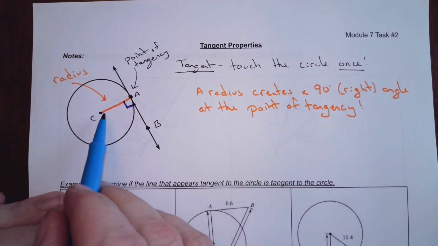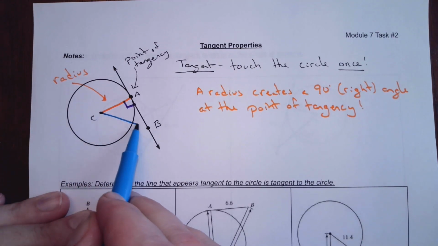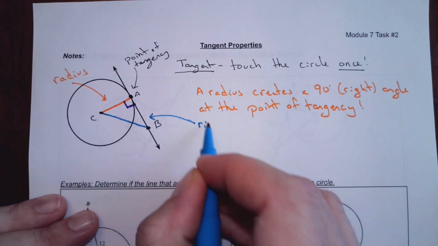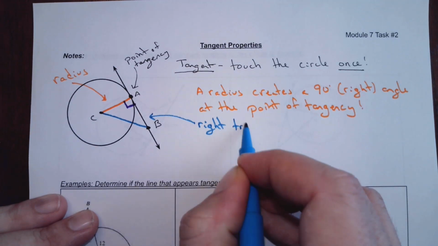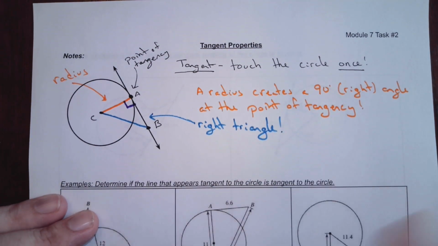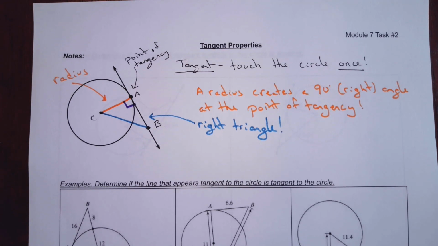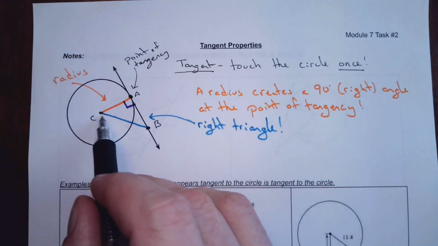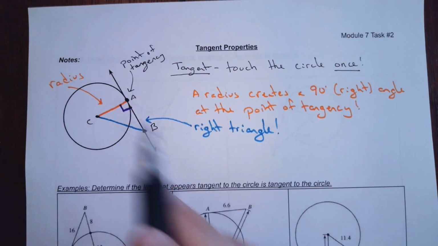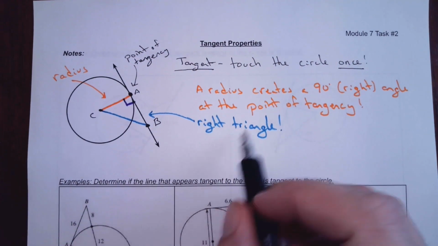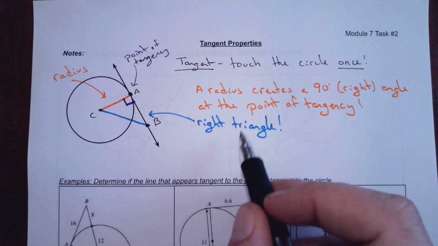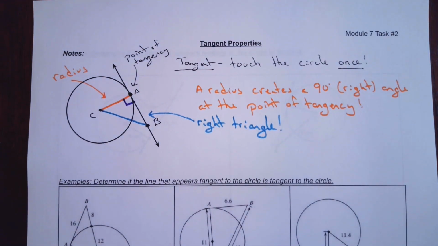And now if we join up A to B, then all of a sudden we have a right triangle. So we have a right triangle in here. Now what you have to remember is the radius and the point of tangency create this right angle, and then you can also create a right triangle. And so anytime you see right triangles, you should be thinking stuff like Pythagorean theorem, sine, cosine, tangent, special right triangles. Now all that information can come back.